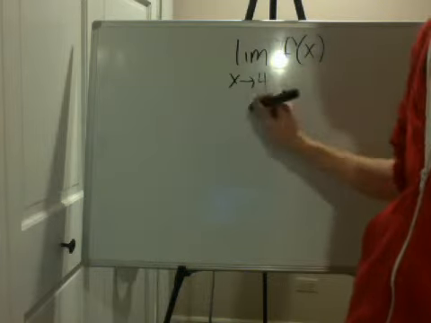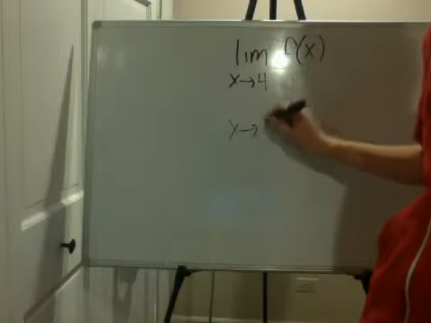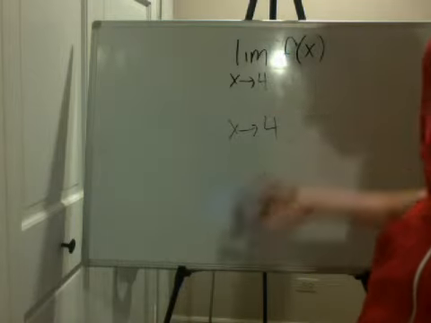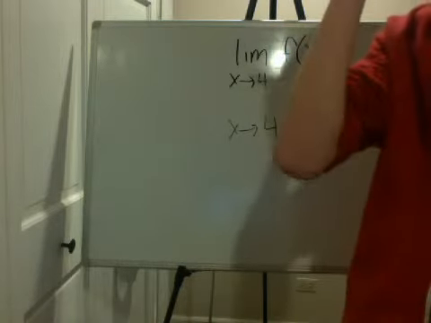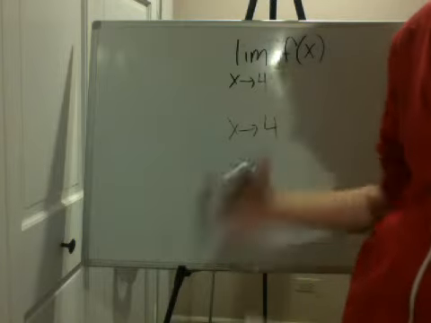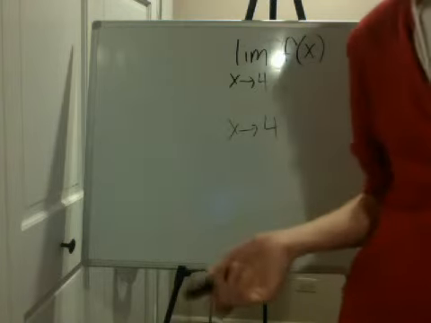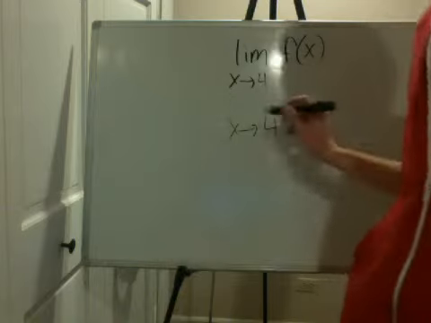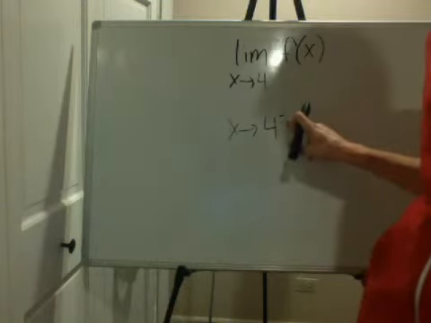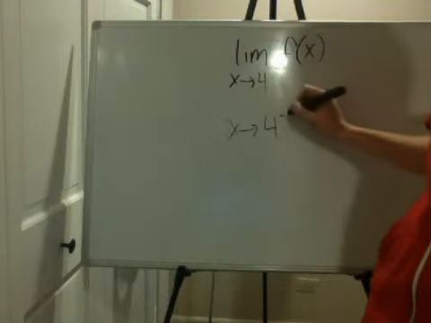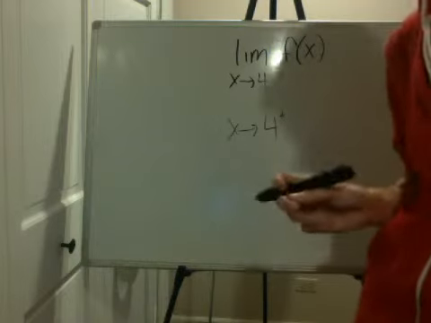Now, when it says x goes to 4, that implies that both the left side and the right side will meet at the same point at 4. If they just want to know the limit from the left side, then it would be x goes to 4 with a negative next to it. And if they just want to know from the right side, then there would be a positive next to it.